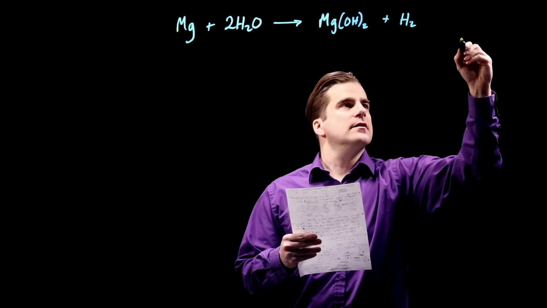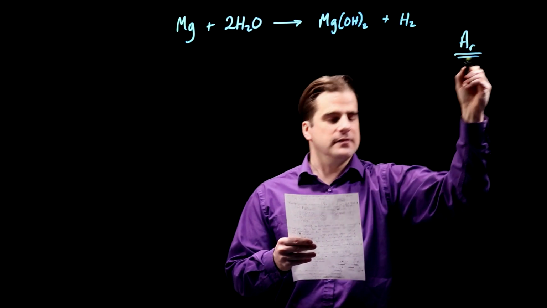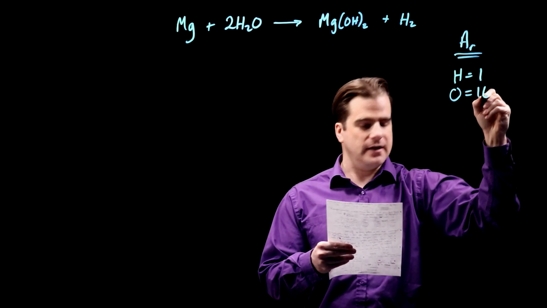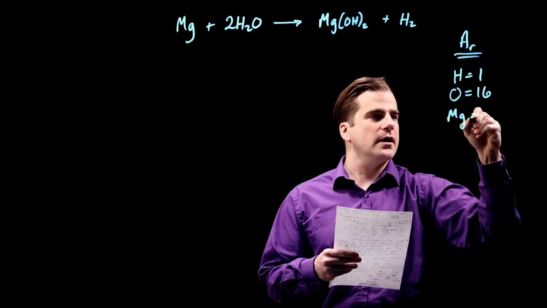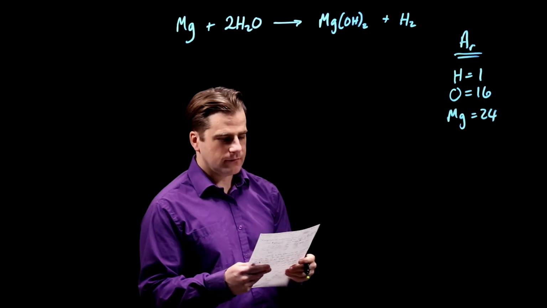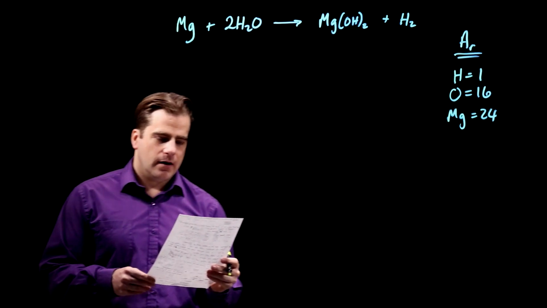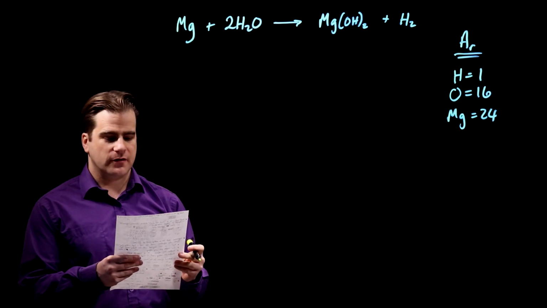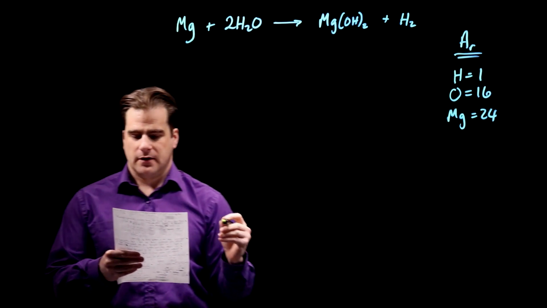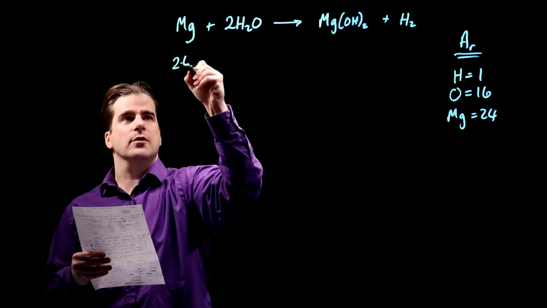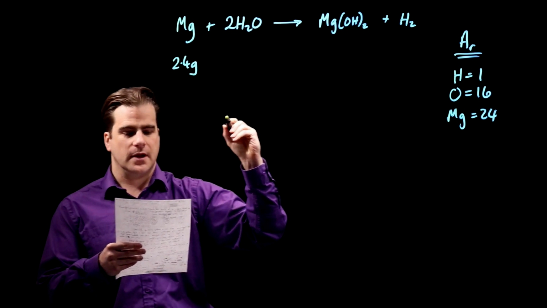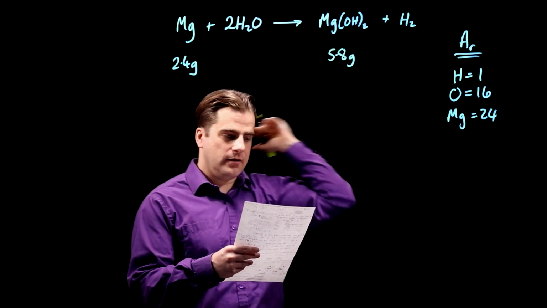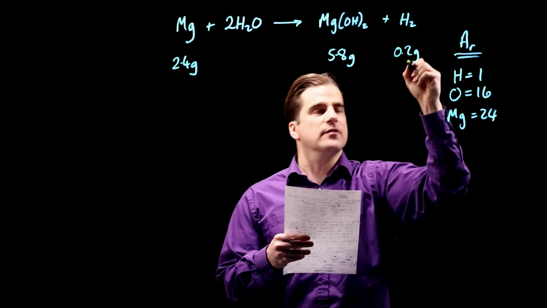They tell us the relative atomic masses. So hydrogen is 1, oxygen is 16, and magnesium is 24. Okay. And we have to show that the law of conservation of mass applies. They tell us that we have 2.4 grams of magnesium, 5.8 grams of magnesium hydroxide, and 0.2 grams of hydrogen.